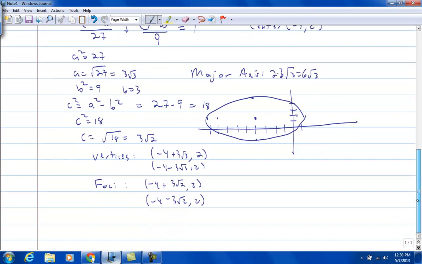Okay, let's go on to number 33. It's a very similar problem for number 33. It's also a completing the square problem. We have 16x squared plus y squared plus 160x minus 6y equals -393.